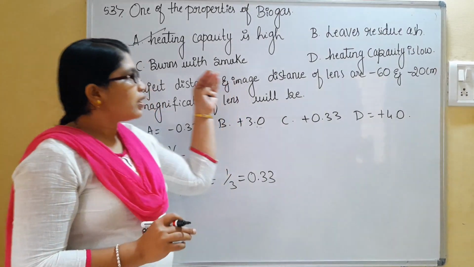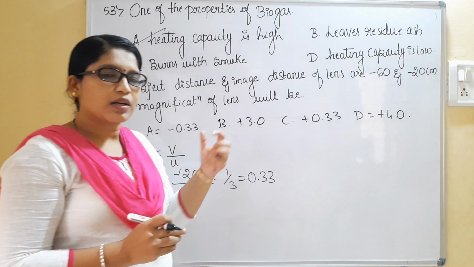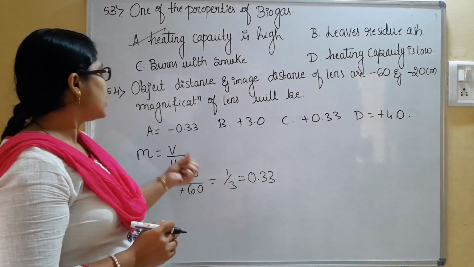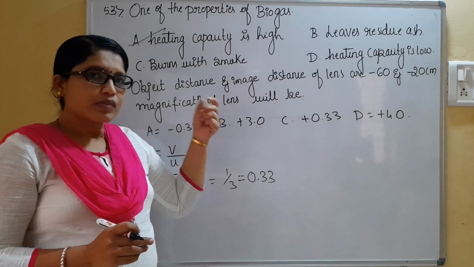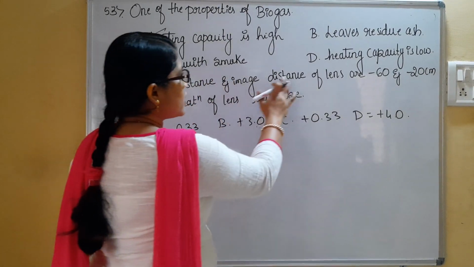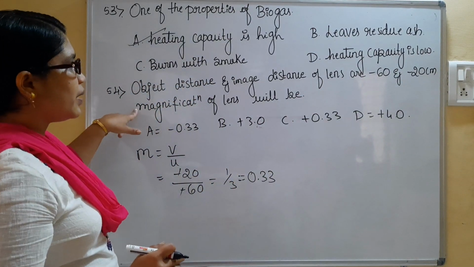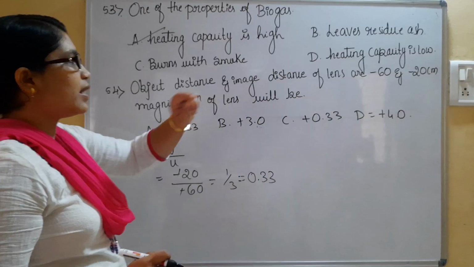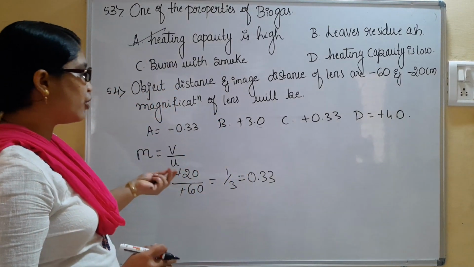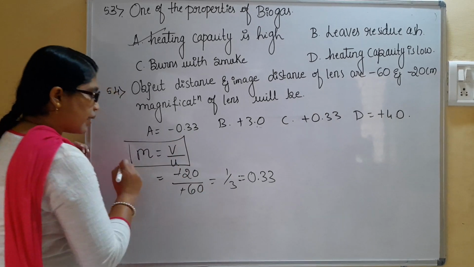So with this, coming to the next question, that is the 54th question from the physics part. It is the last part of the physics questions. The object distance and image distance of a lens are -60 and -20 centimeters. They are being given. Here we have to find out the magnification of the lens. So how to find out the magnification of a lens? We have the formula here: M is equal to V by U.